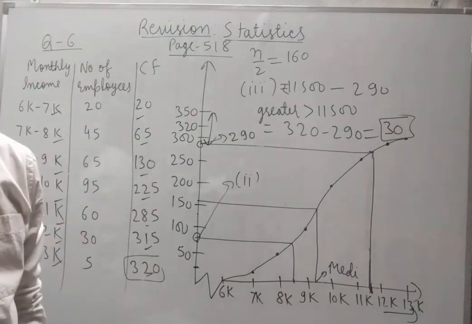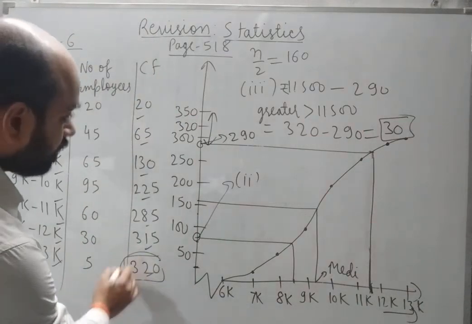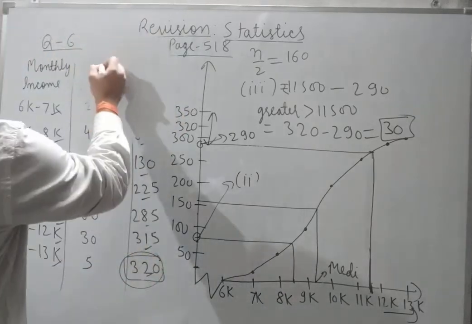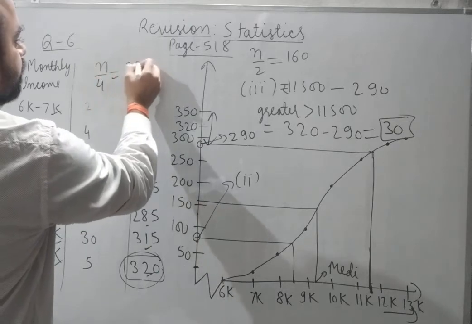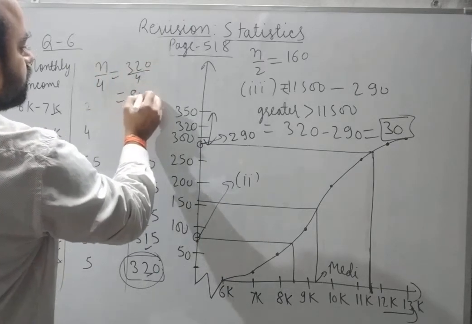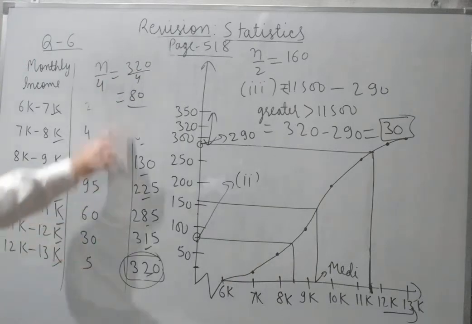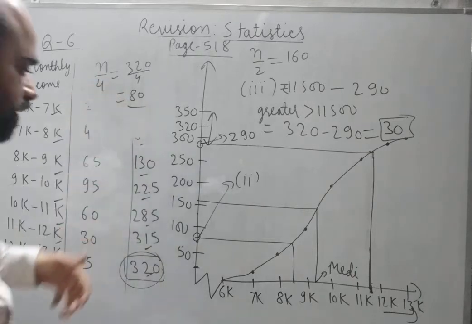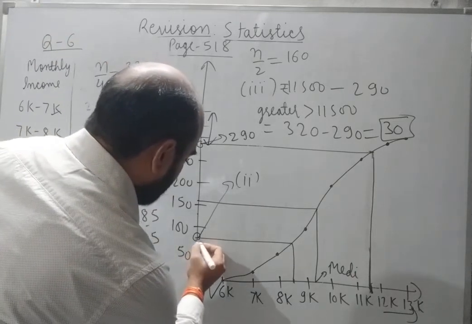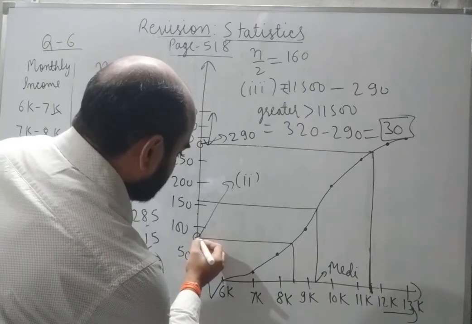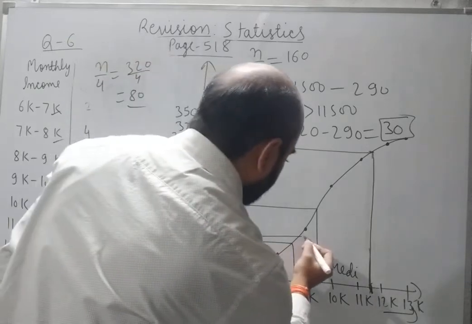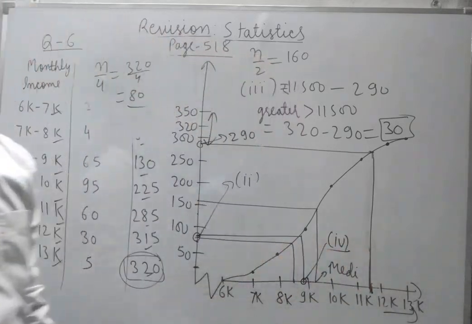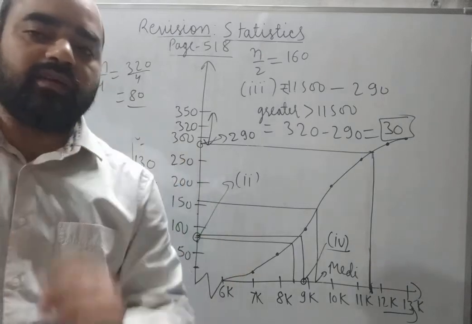Okay, last, upper quartile, very easy, n by 4. Upper quartile means we will take n by 4, so 320 by 4, this will give 80. This 80 will be on the y-axis, since n means y-axis. Suppose this is 80. So again horizontal line and then vertical line. So this will give the fourth part. Okay, fourth part you know. Second and third parts were very important.